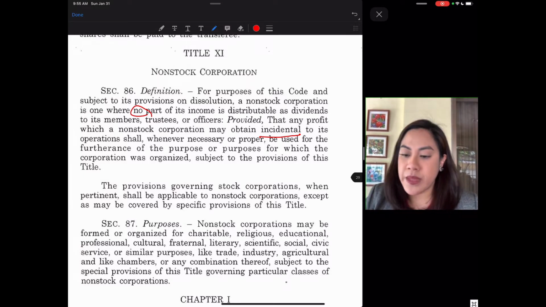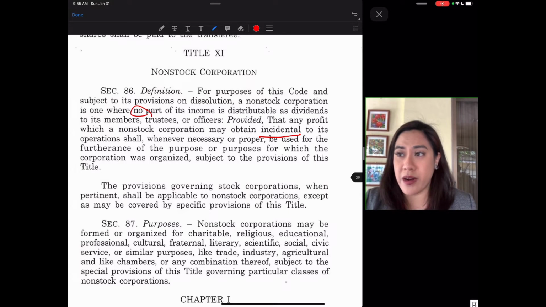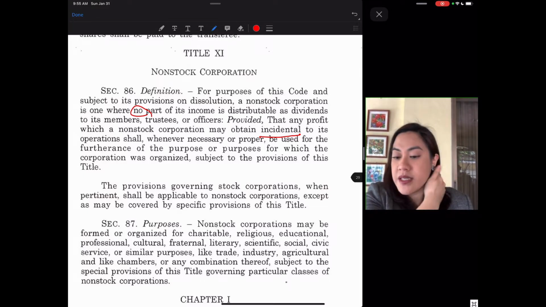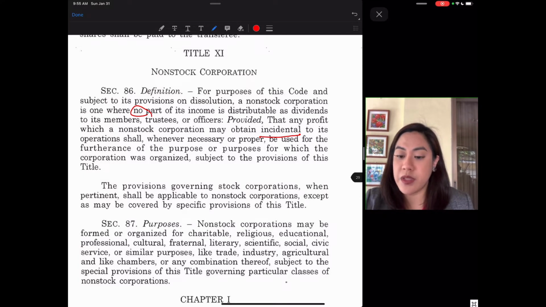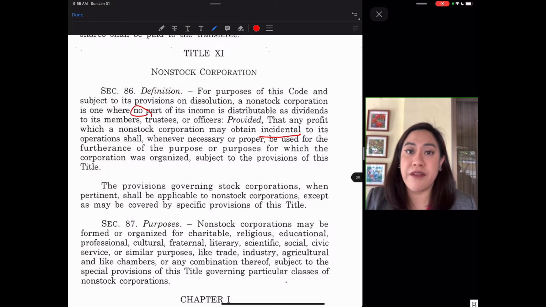So that's allowed. As I've mentioned in one of my earlier videos, a non-stock corporation can operate a restaurant to cater to its members if the revenues from that business will be used to defray overhead expenses of the corporation. For example, a non-stock non-profit corporation for religious purposes can engage in the retail of its paraphernalia like Bibles, and that's allowed. But it cannot run a franchise. Why? Because a franchise is really a business system that is operated for a profit.